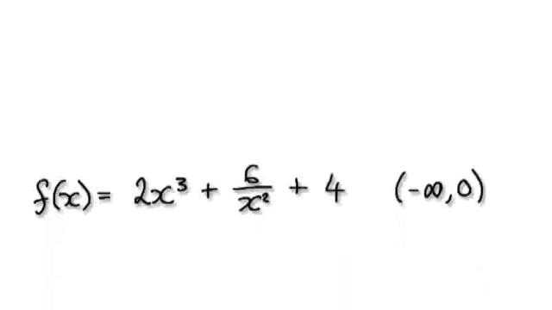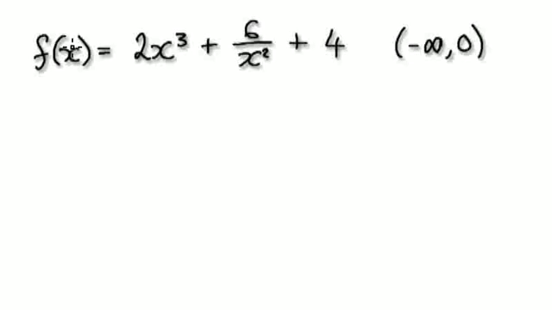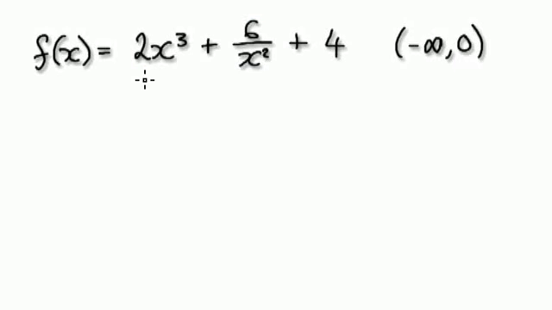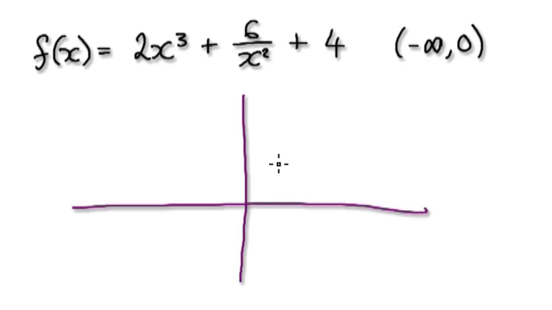Okay, let's give you guys some more practice. So here, show that this function only has one zero, one and only one zero, from minus infinity to zero. Okay, so try to understand what's going on first before you jump in and try and solve the problem. Sketch it, just to get an idea of what's going on.